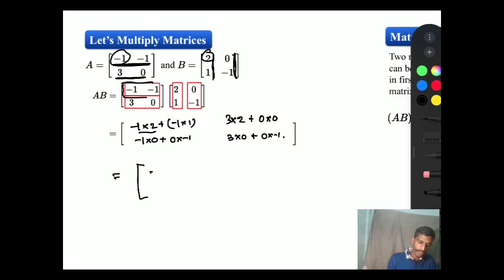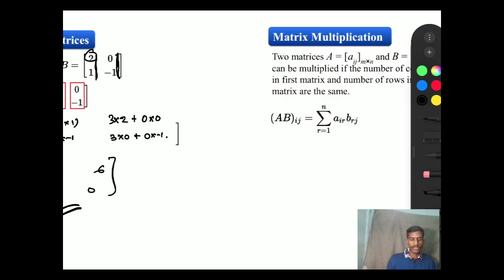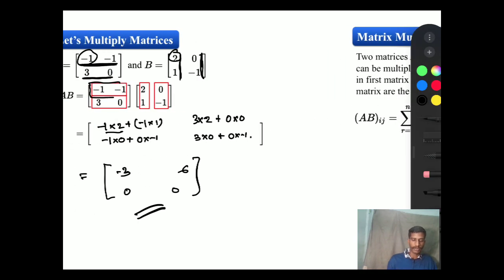Here it is minus 2 plus, then it is minus 3. Here it is 3 into 2, it is 6. Here it is 0 and here it is 0. This is our new matrix. This is how we multiply our matrices. We'll go row wise and column wise.